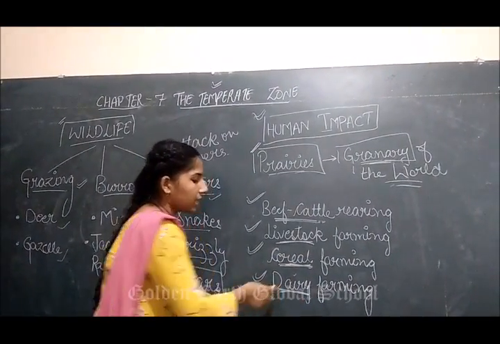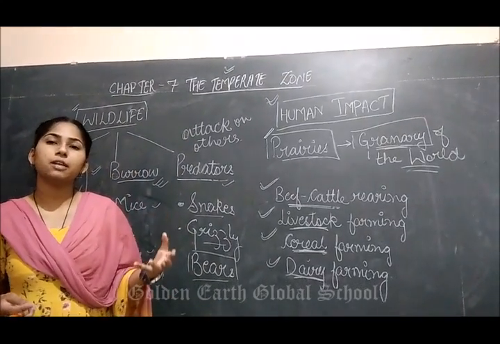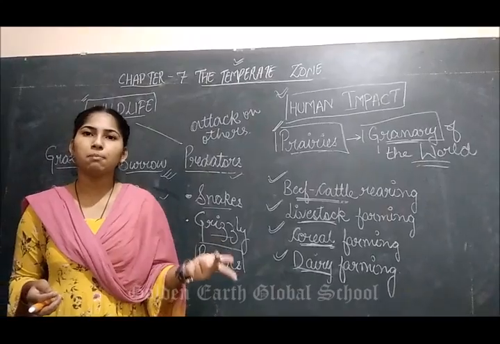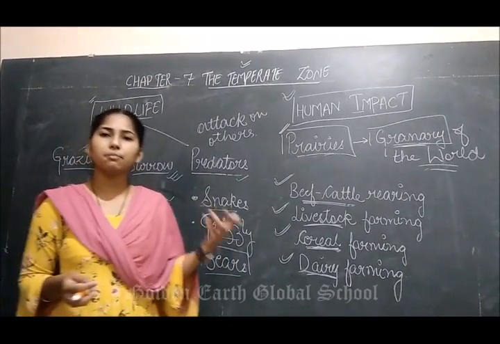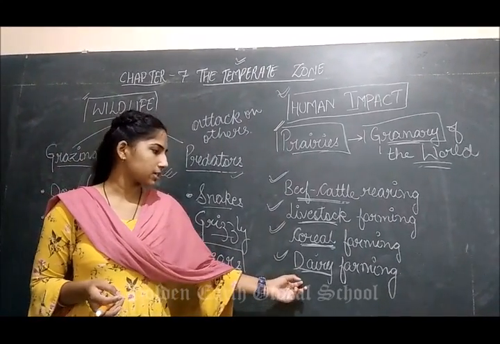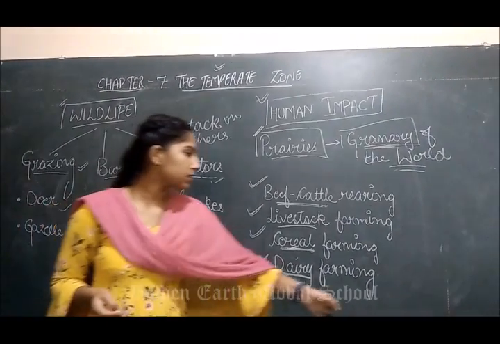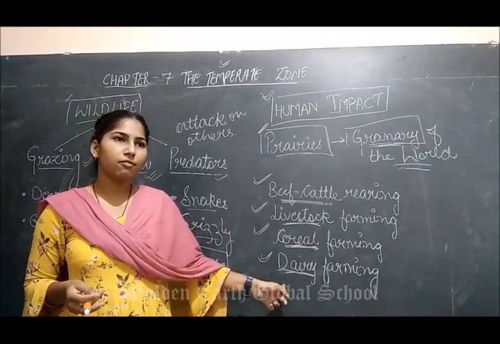Next is dairy farming. Dairy farming means the production of milk, cheese, butter, ghee, the products which can be made from milk. The production of such dairy products is collectively known as dairy farming.